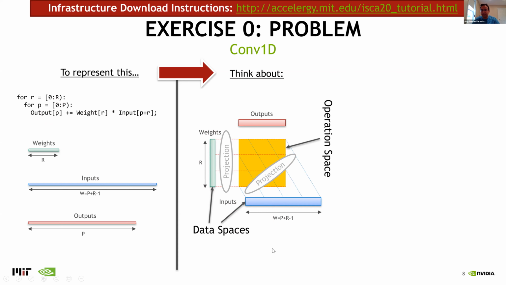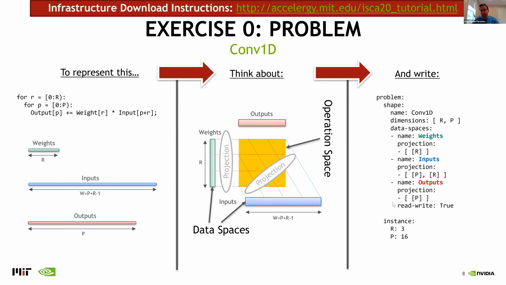You think about this, and then you represent it in Timeloop in this way. By the way, all of the Timeloop representations are in YAML format, so this is also in YAML. You represent the problem shape using these YAML keys. Then when we get to dimensions, that's the bulk of the representation. To begin with, you set up these two dimensions, R and P, and they represent this yellow rectangle. It's the dimensions of the operation space.